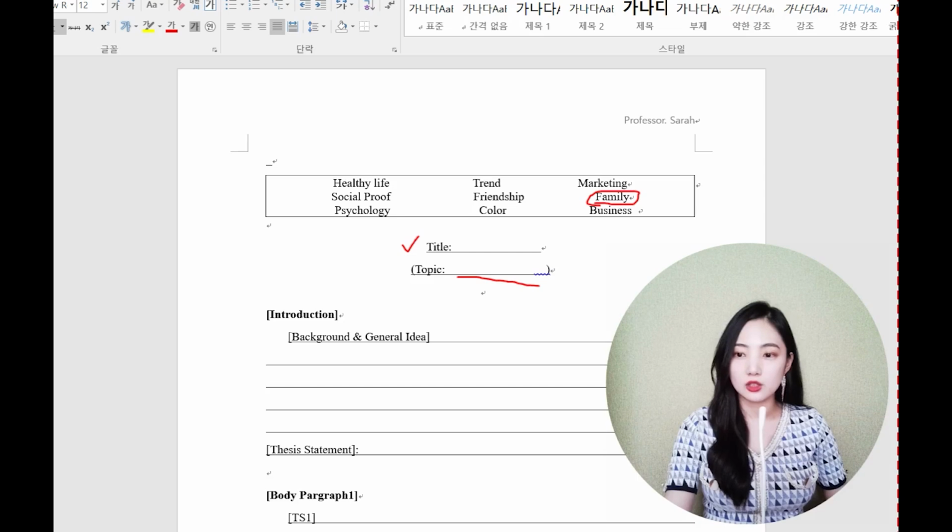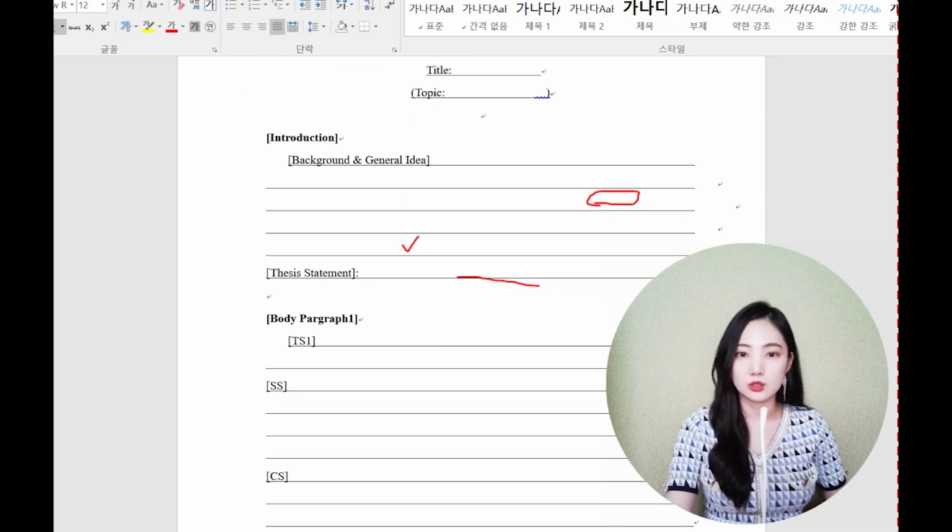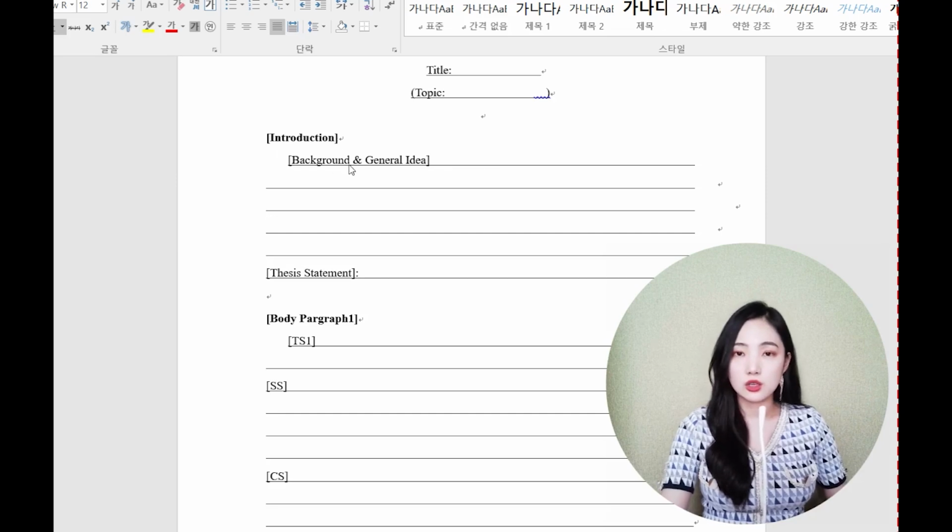Remember, the structure is intro, body, and conclusion. In order to make it clear for you, I just wrote introduction, but when you actually start writing, you don't have to write this. In the introduction, remember, you write background and general ideas. Most importantly, you write the thesis statement at the end of the introduction. This is not a must, but you usually introduce it in the last part.